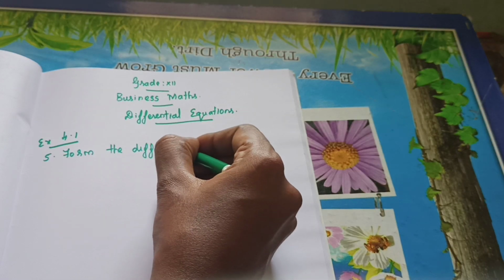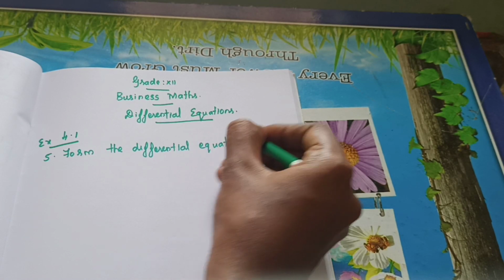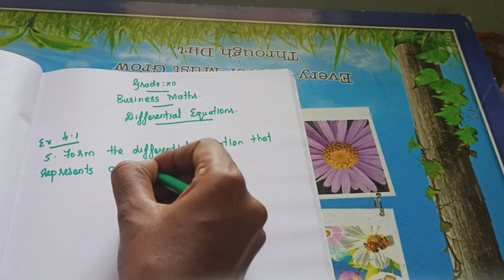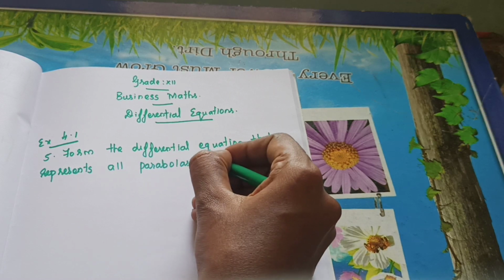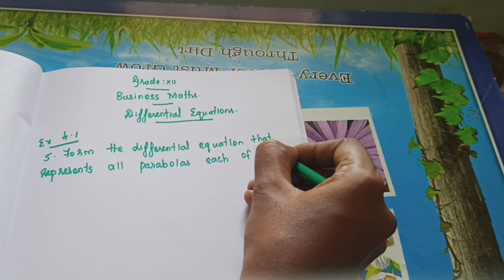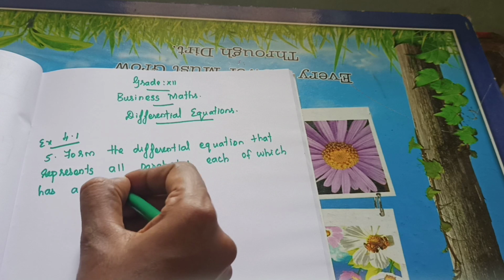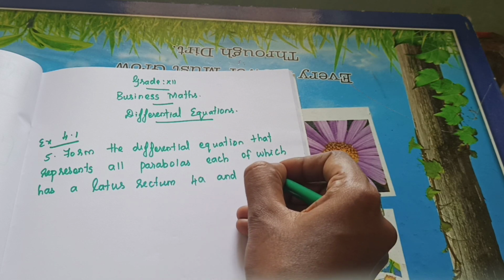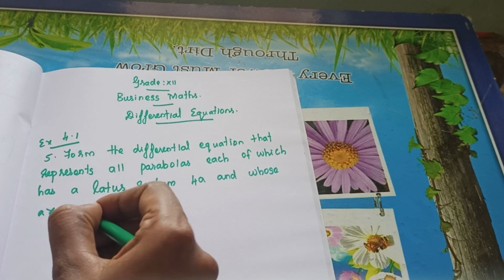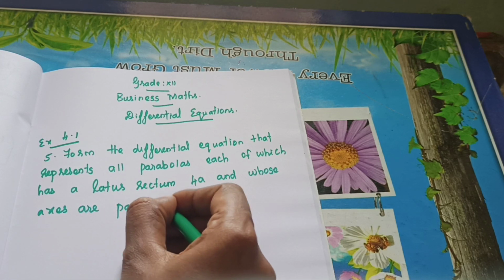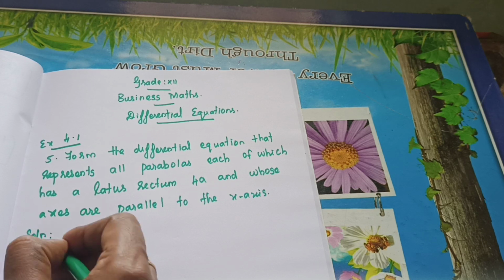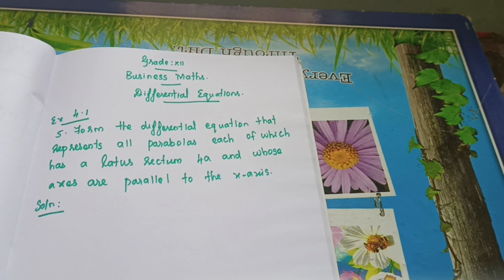Form the differential equation that represents all parabolas, each of which has a latus rectum 4a and whose axes are parallel to the x-axis.